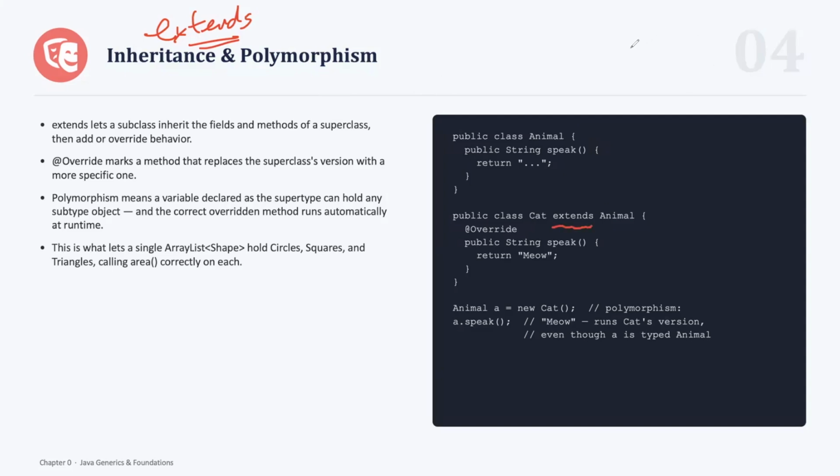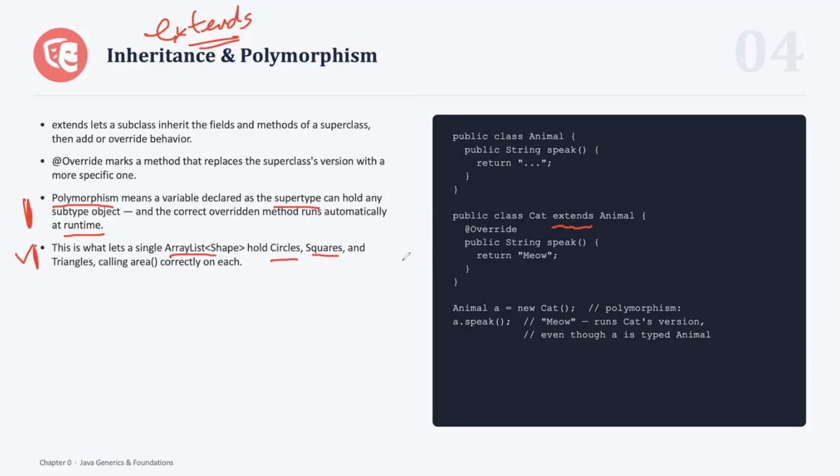This brings us directly to polymorphism, which literally translates to having many forms. In programming, polymorphism means a variable declared as a general supertype can hold any subtype object, and the runtime environment automatically executes the correct overridden method. This powerful idea is what lets a single ArrayList of Shape hold circles, squares, and triangles together, accurately calculating the area of each one without manual type checks.